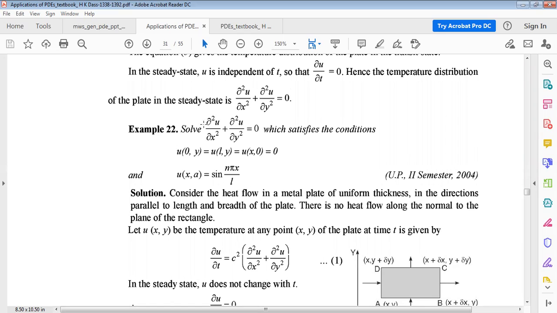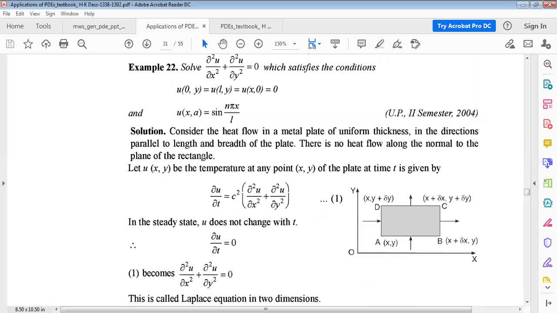Okay, this is the two-dimensional heat equation. Now consider the heat flow in a metal plate of uniform thickness, in the direction parallel to the length and breadth of the plate. This is actually the plate.